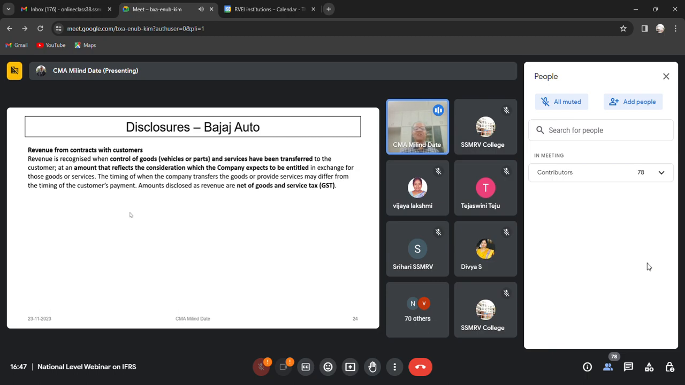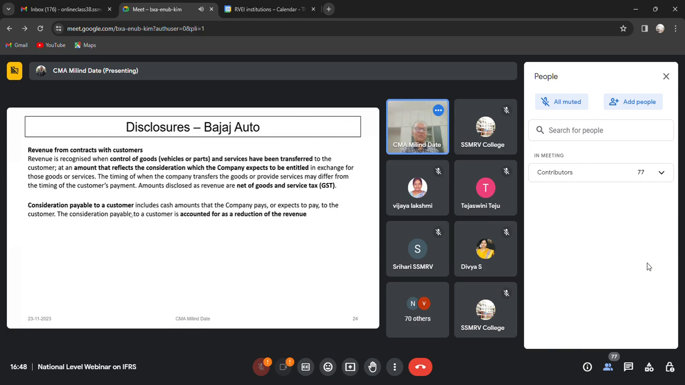And they say revenue is recognized when control of goods, vehicles, or parts and services has been transferred to the customer. And what is the amount that they recognize? It reflects the consideration to which the company expects to be entitled, net of GST. That is the wording that they have used here as such. Consideration payable to customers, cashbacks, cash discounts, etc., will be accounted for as a reduction from revenue, not as a cost.